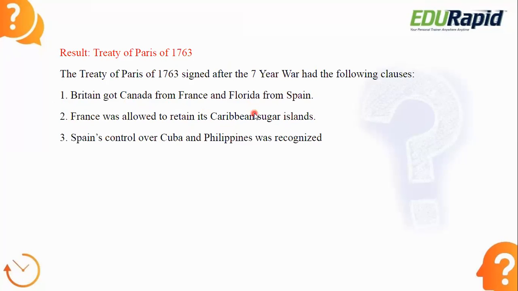Okay, because these Caribbean sugar islands were attacked by the British. So after the Treaty of Paris, France was allowed to retain its Caribbean sugar islands back. So the third clause is Spain's control over Cuba and Philippines was recognized.